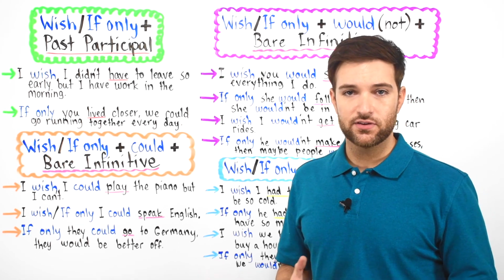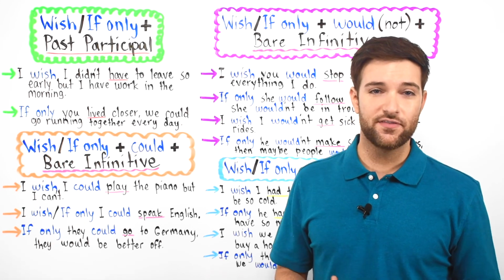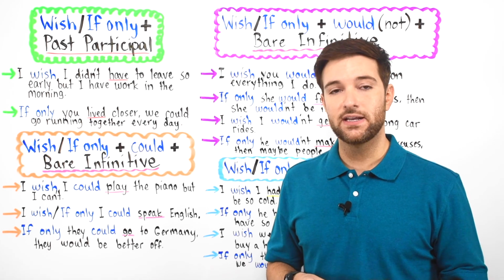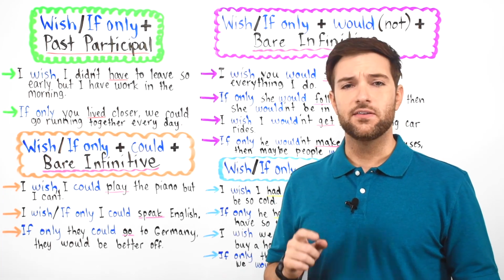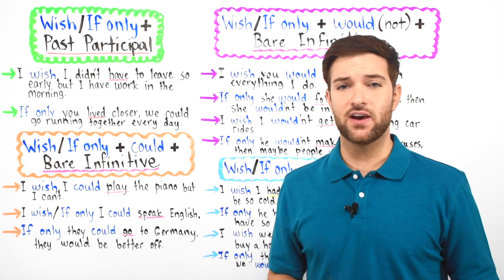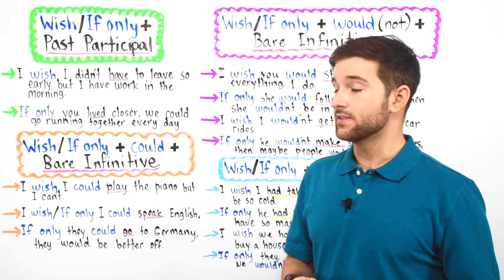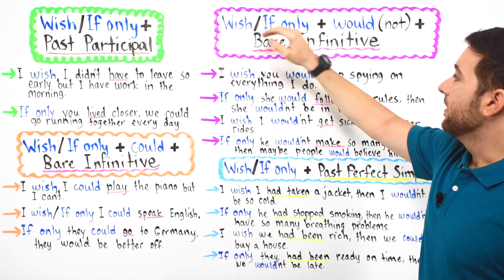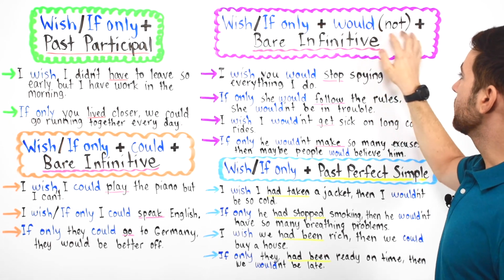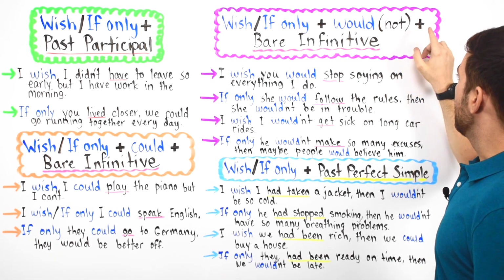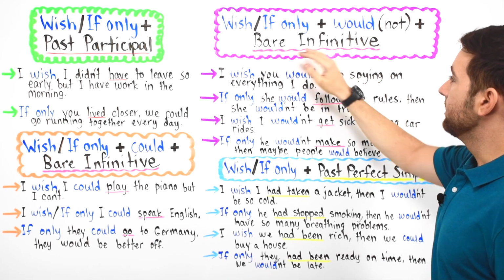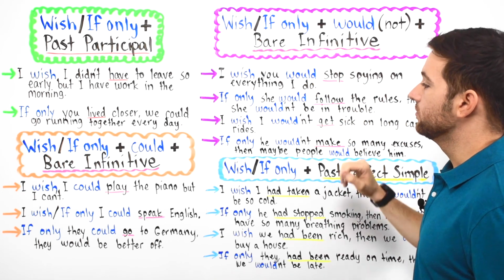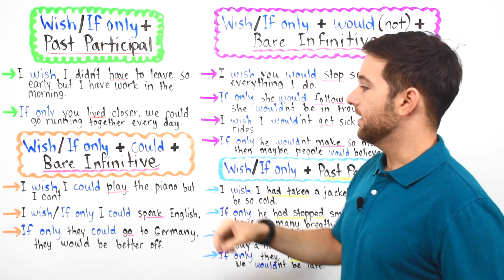Basically, we can use these phrases to express annoyance or dissatisfaction about something in the present moment. So in the moment that we are in right now, if you are annoyed or unhappy and dissatisfied about something, this is the formula to use. You're going to use wish and then if only plus would or would not, okay? Plus the bare infinitive. And the bare infinitive is the verb without to. You use the bare infinitive here and here.